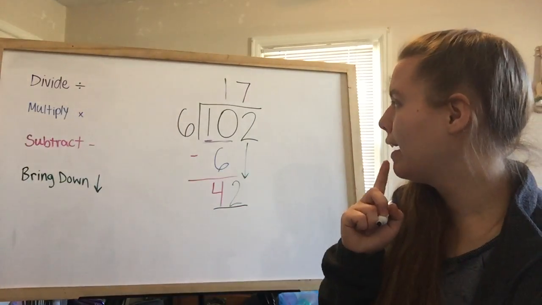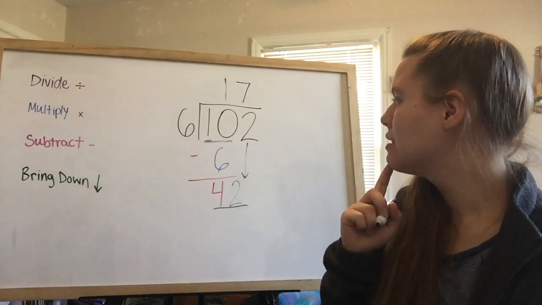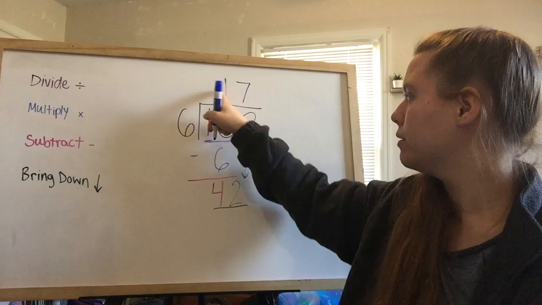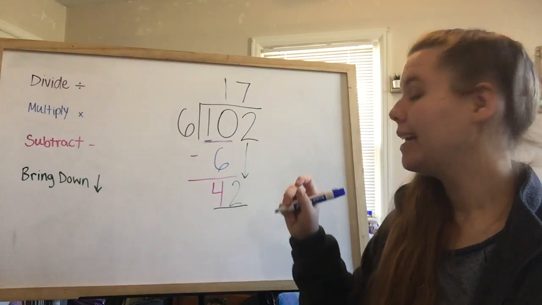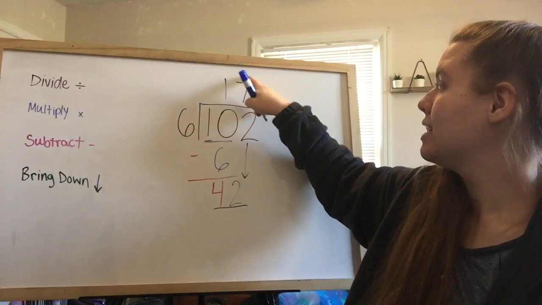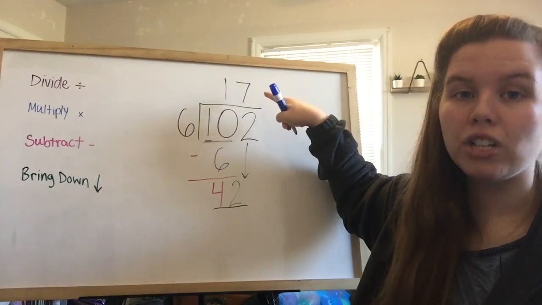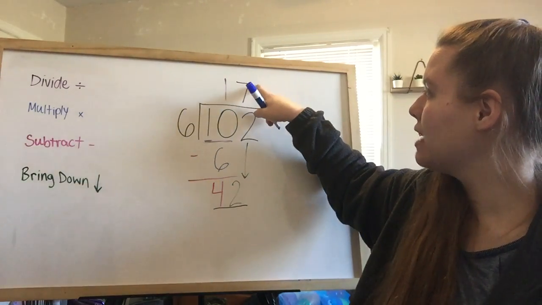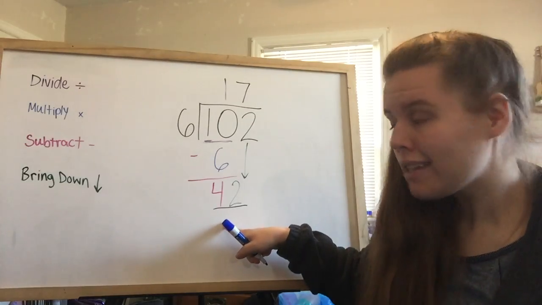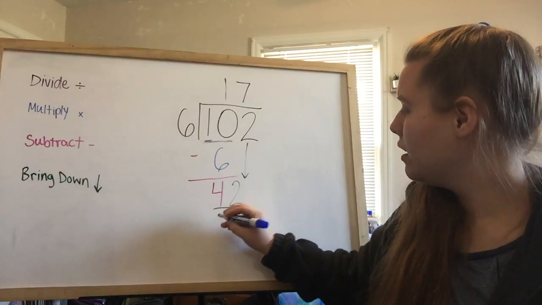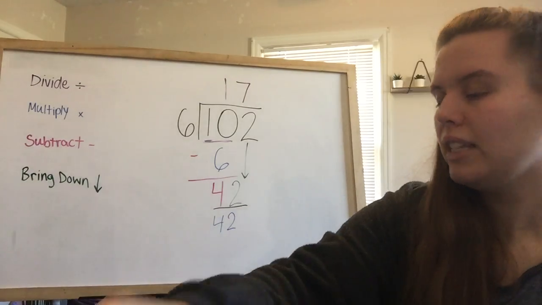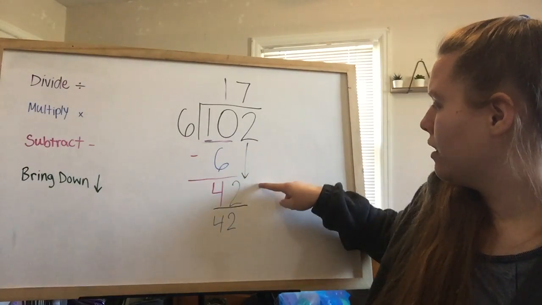Do you remember what we multiplied last time to get our 6? Well, we multiplied our 6 times our 1, right? And that gave us 6. Now, I'm going to multiply my 6 times my 7, since that's the one that we just did. So 6 times 7. Well, we already know that because we're multiplication masters. 6 times 7 is also 42, right? So I'm going to write that right underneath.